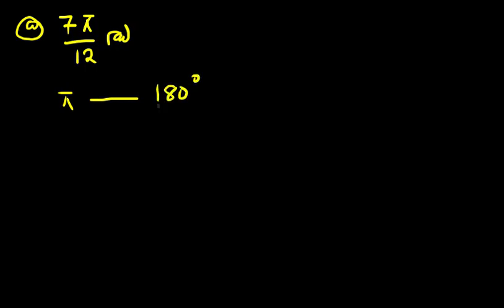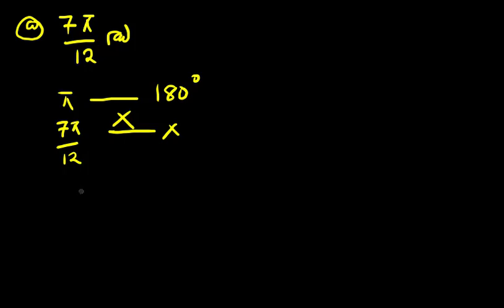Let's look at a different fraction. Let's say you've been asked to convert 7 pi over 12 rads, like that. So we know that our conversion, of course, is that pi is equivalent to 180 degrees. What about 7 pi over 12 is equal to x?